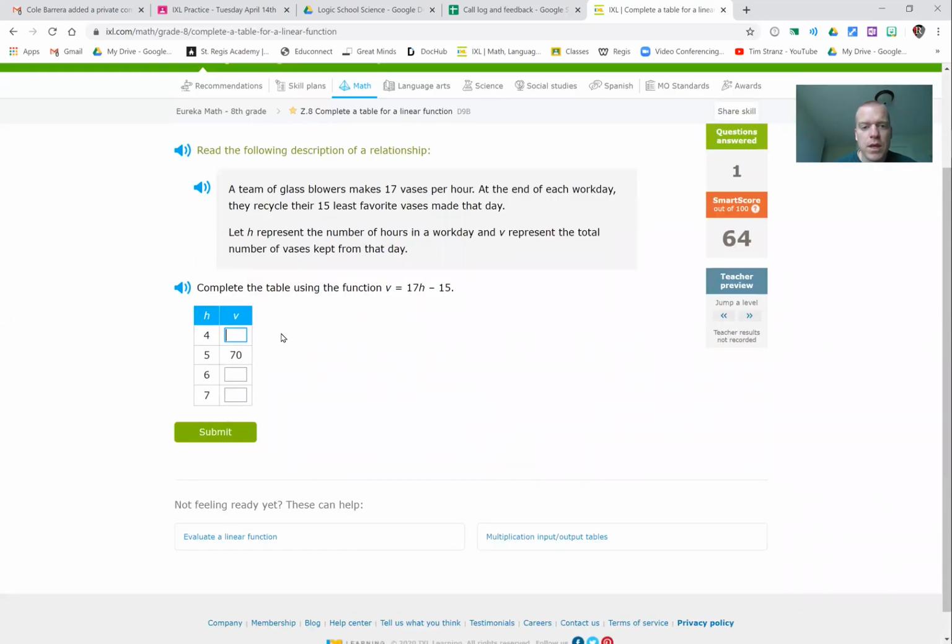Let's look at another one. So now we have 17 times h minus 15. So you're just going to substitute these numbers in for h in your equation. So we got 4, so 17 times 4 minus 15, right? 5 times 17 minus 15. 6 times 17 minus 15. 7 times 17 minus 15. And you will get these values, okay?